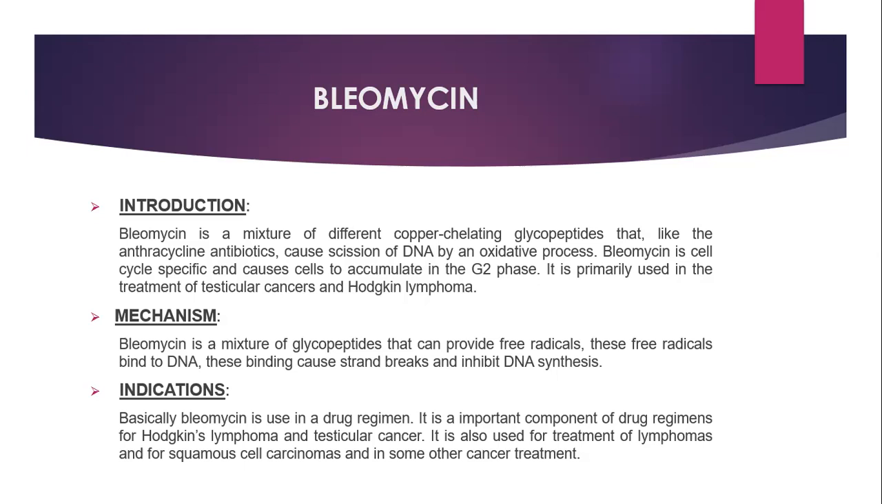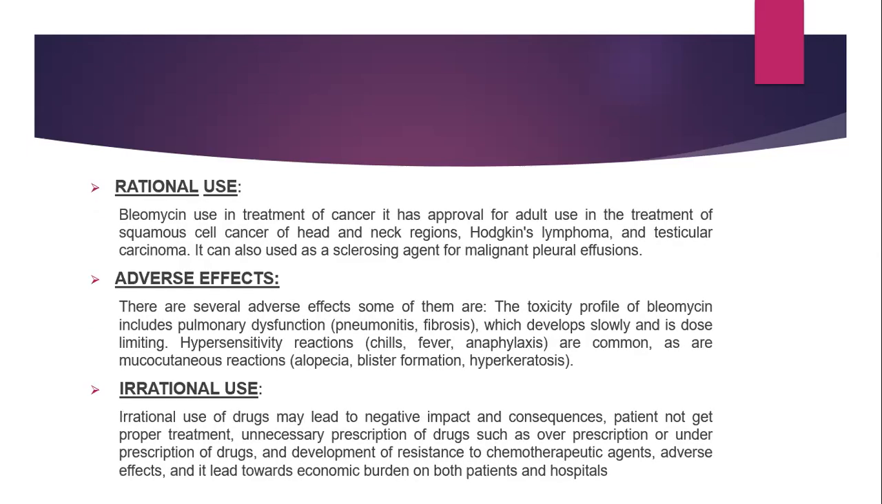Bleomycin is basically used in drug regimens for the treatment of cancers. It's an important component of the drug regimens for Hodgkin lymphoma and testicular cancer. It can also be used for various lymphomas and also for squamous cell carcinoma and in some other treatments. Now, what are the rational uses?